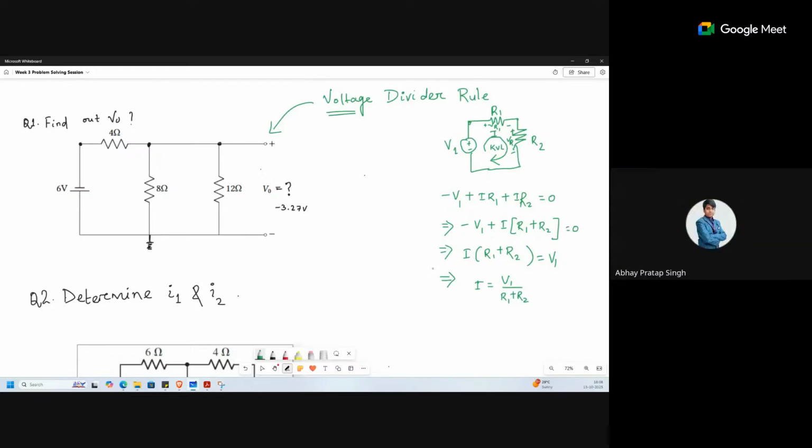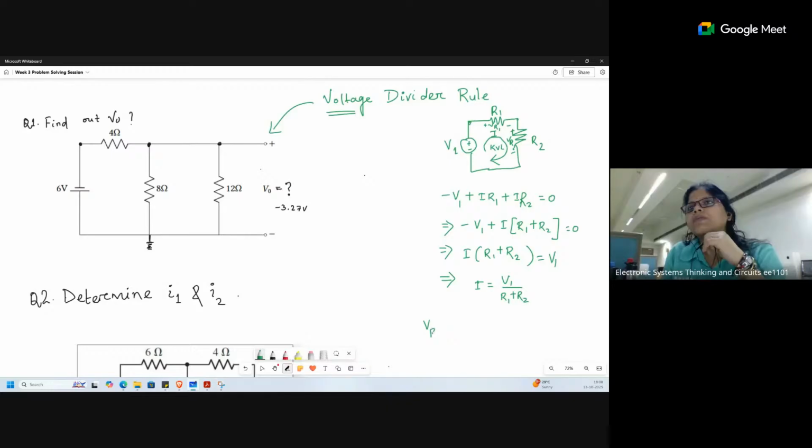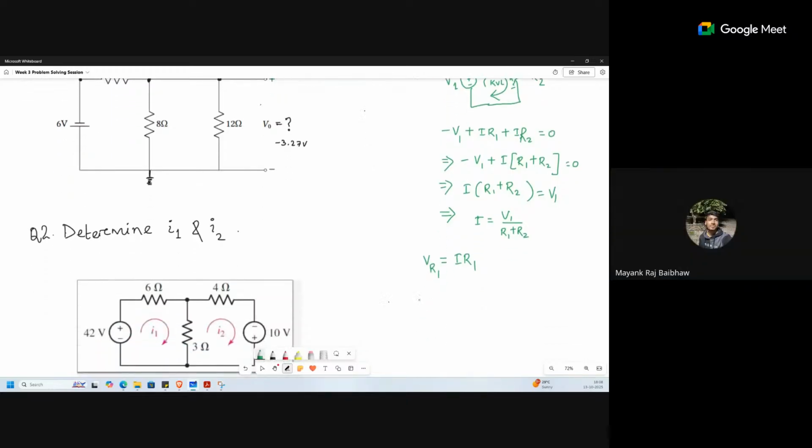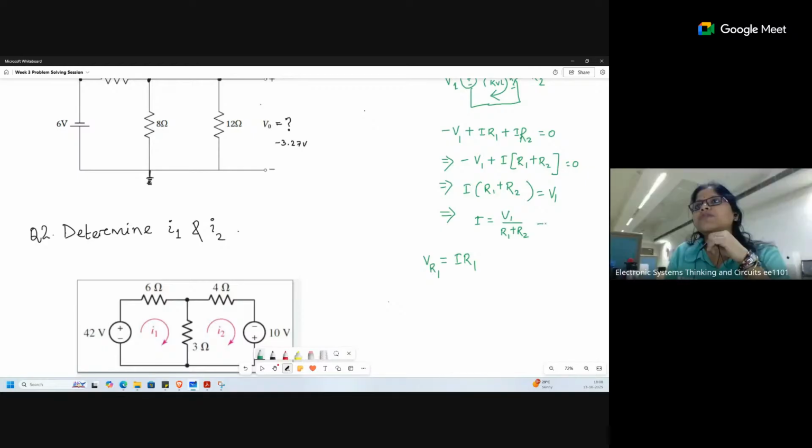Yes. So if I want to find VR1, tell me, VR1 is nothing but the voltage drop across the resistance R1. That will be nothing but I into R1. Am I right? Yes, ma'am. So let me call the earlier result equation 1 and this equation 2. If I substitute equation 1 in equation 2, then VR1 is equal to I, which is what?